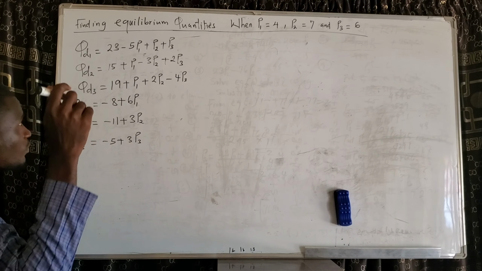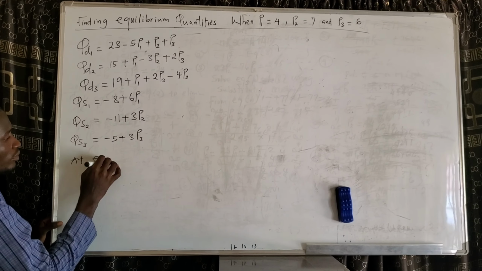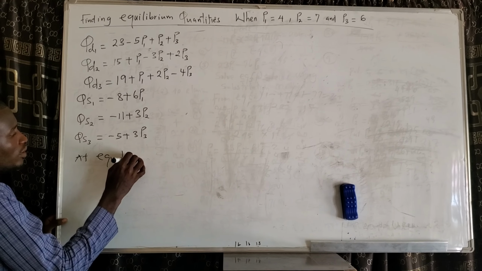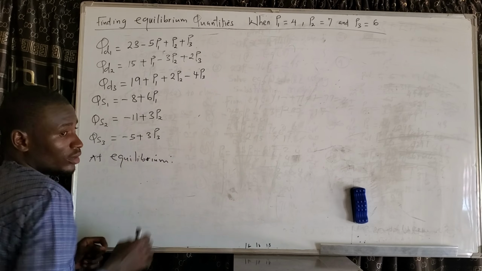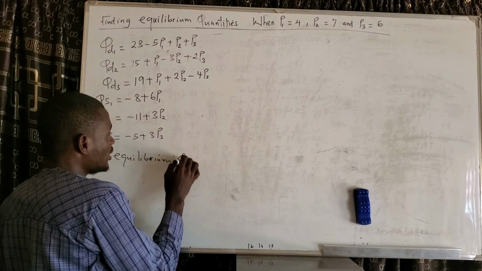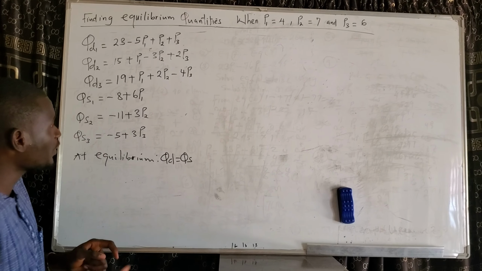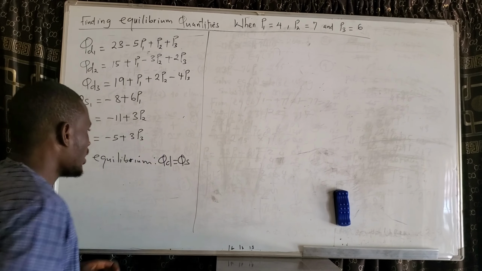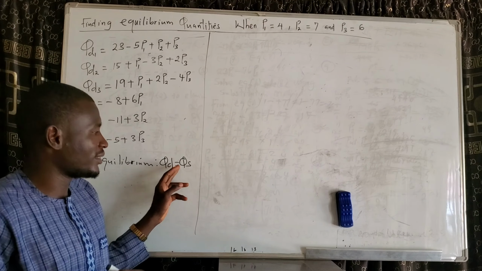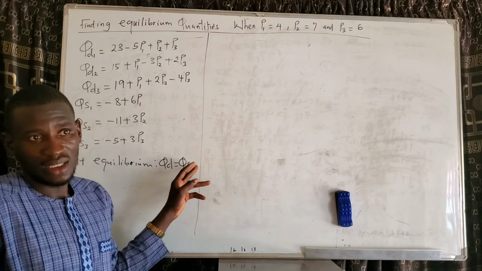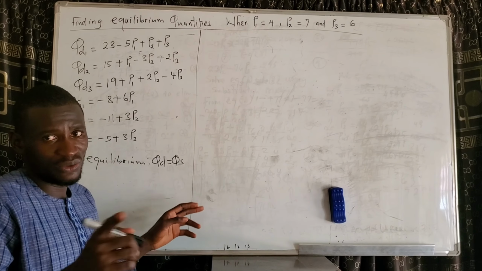So at equilibrium, QD is equal to QS. So if QD is equal to QS, it means that whatsoever you get as the value for QD1 is the same as the value for QS1. The same thing is applicable to QD2, QS2, QD3, and QS3.